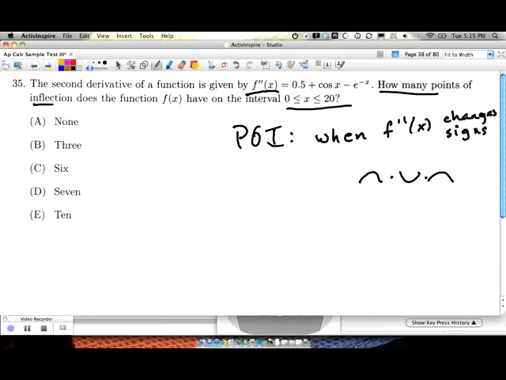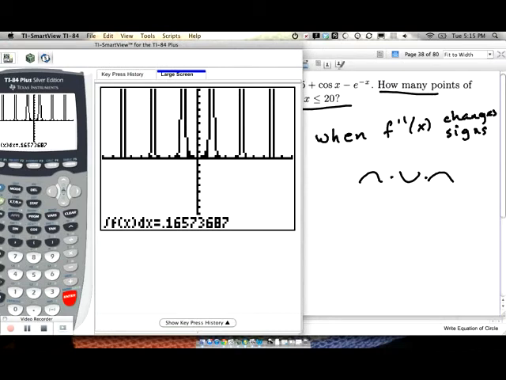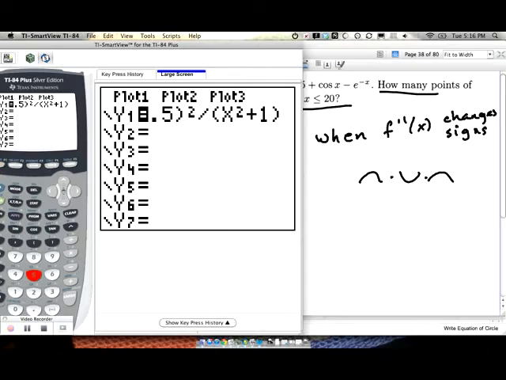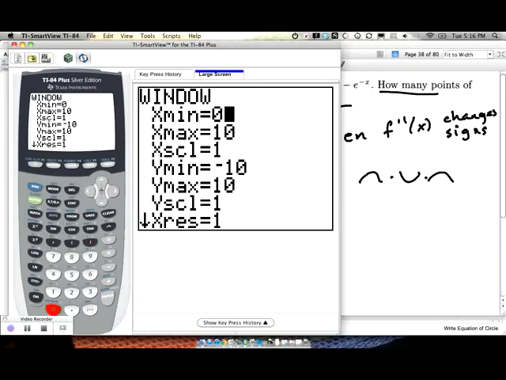We're going to go ahead and type this one in. This is a lot more straightforward here. So the function is y equals 0.5 plus cosine x minus e to the negative x. Now e is with the natural log function over here, so we're going to do second e to the negative x, and we close that off. Let's see what we get. Oh, we need to change our window. We're going from 0 to 20.